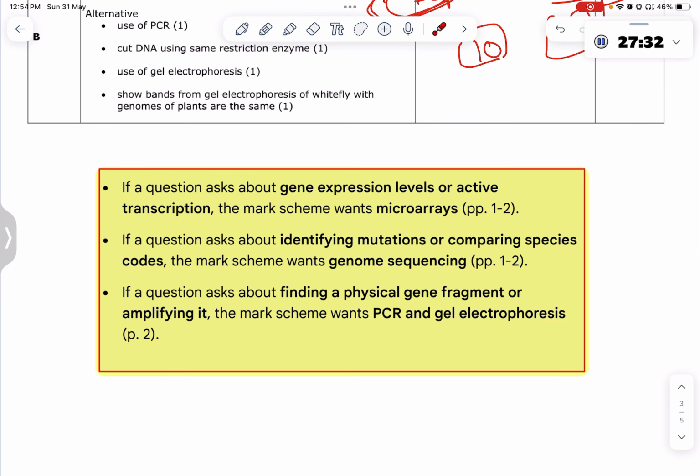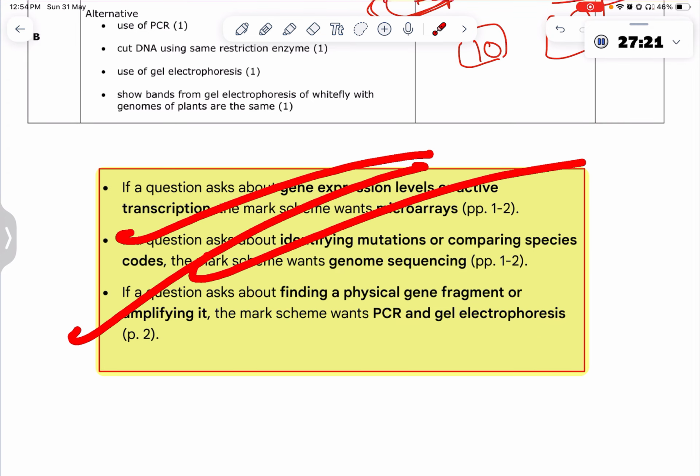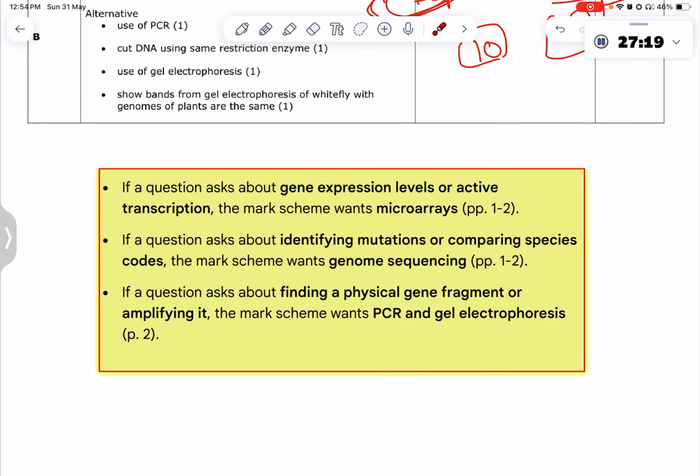Last thing is an advice. If a question asks about gene expression or the active genes or genes responsible for something, genes responsible for Parkinson's disease, genes responsible for blindness, you would mention microarrays and bioinformatics.